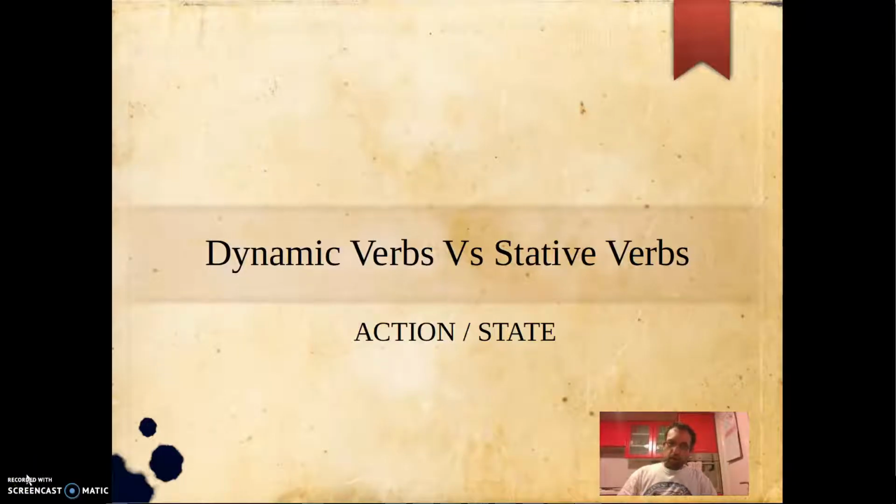Hi. Not all the verbs are created equal, and we can't use them in the same way. So, you need to learn the difference between the dynamic verbs and the stative verbs. The dynamic verbs express action. The stative verbs express state.